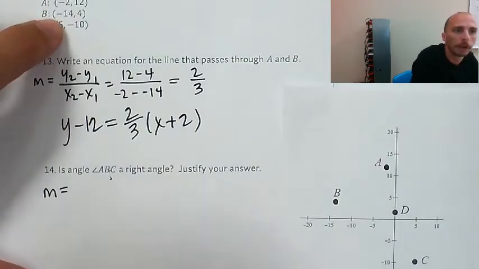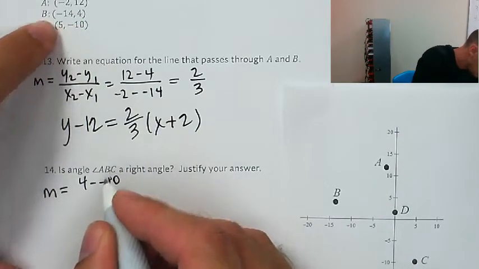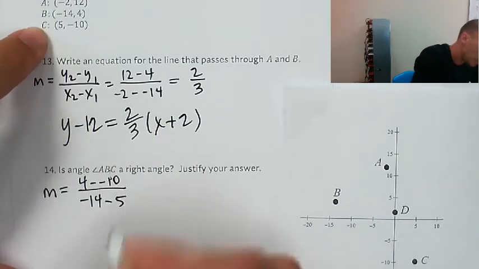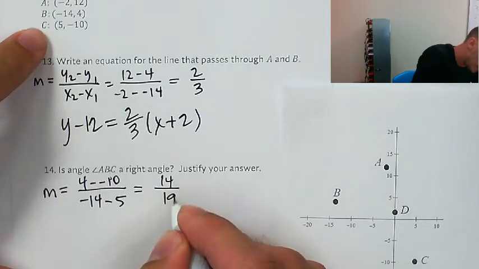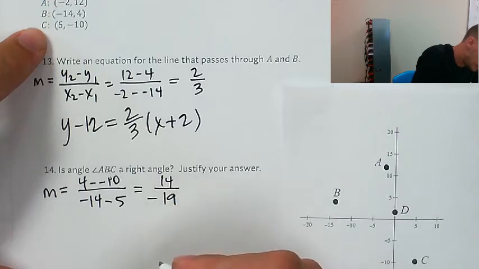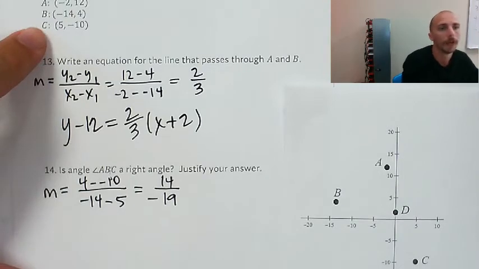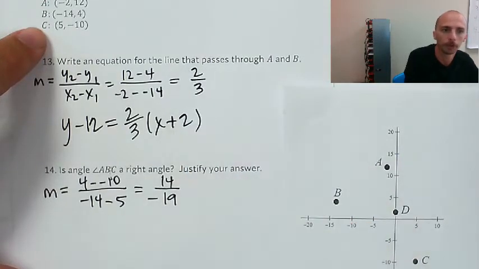Okay, you can see that there. Okay, so I'm going to do 4 minus -10 divided by -14 minus 5. Okay, so this is 14 over -19. Right? B to C. Okay, yeah, and I feel like something's wrong there. 14 over -19, yeah, okay. That is not perpendicular with a slope of 2/3.